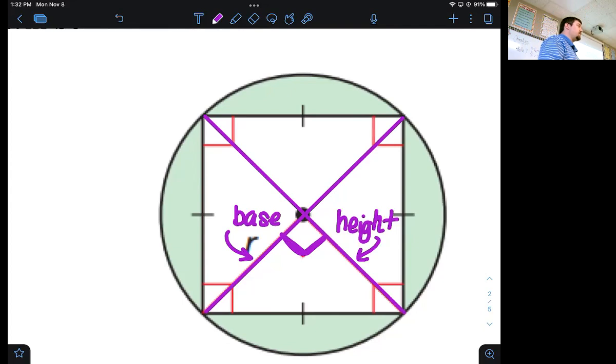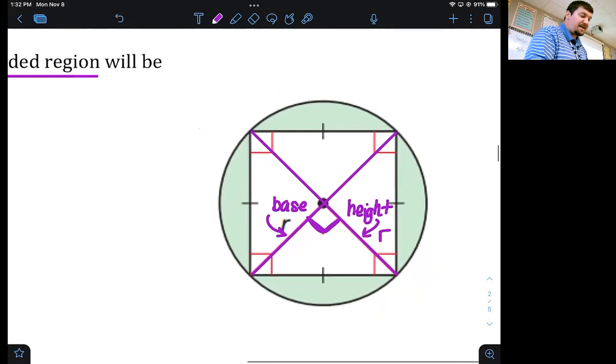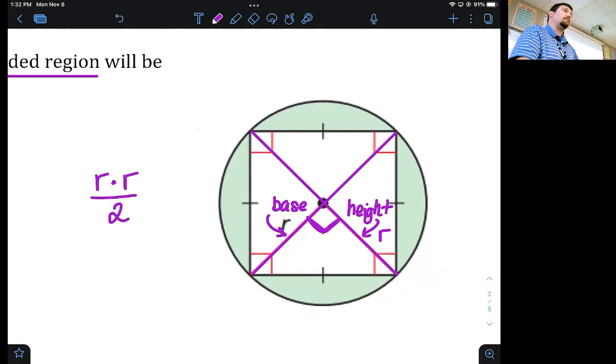But as Brady mentioned, no matter what line I draw from the center to the edge, it's always the radius. So not only is the base R, but the height is R. And so to find the area of one triangle, I would do base times height divided by 2. I don't know the base and height, they're both R. How many triangles are there in that square? 4. So I have to times that by 4.